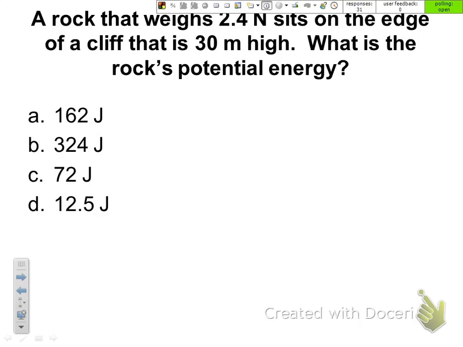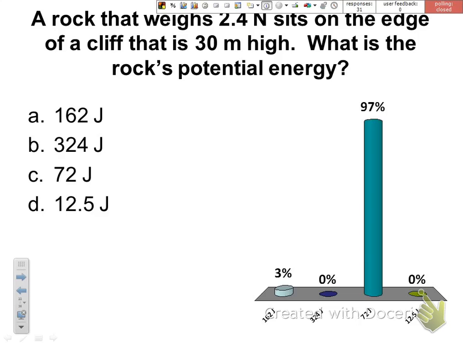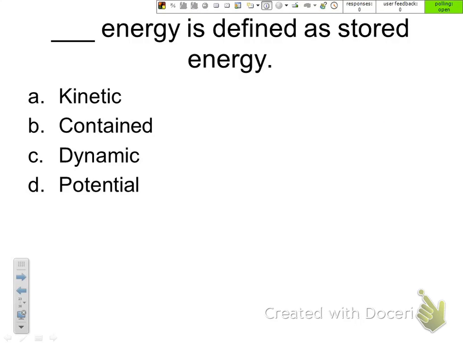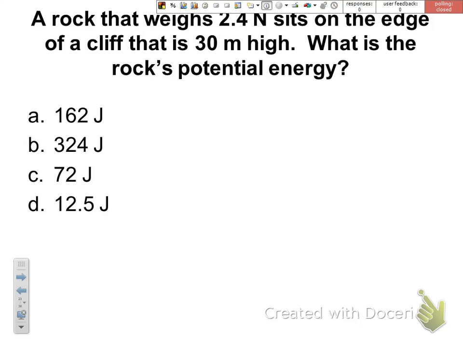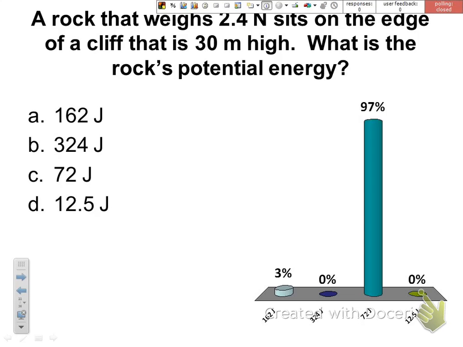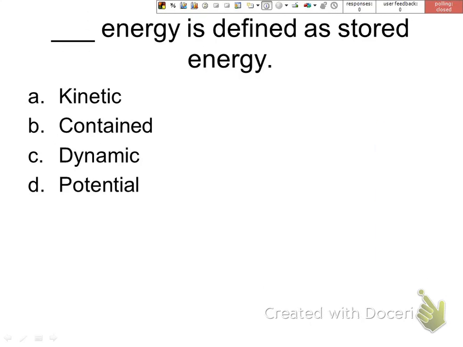All right, ready? Yeah. All right, final answers. Let's see how you did. All right, good. 97% of you said C, 72 joules. 97% of you are correct. Okay, remember on this one, you are using height times weight. Let's look at the next question.